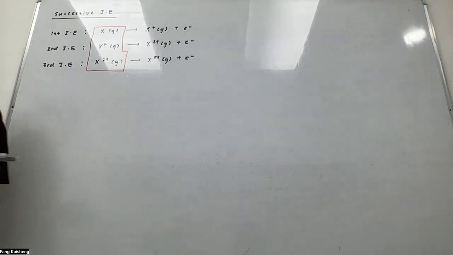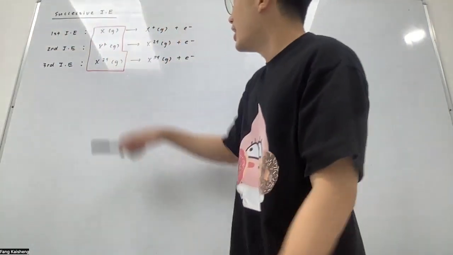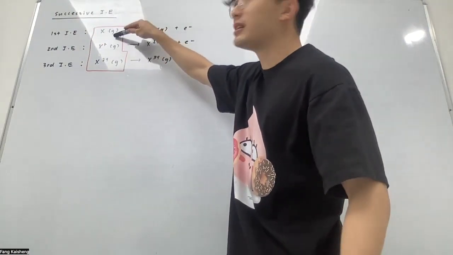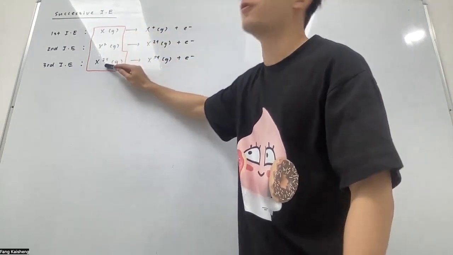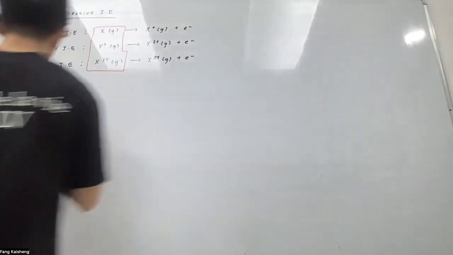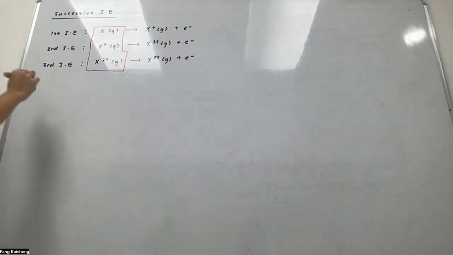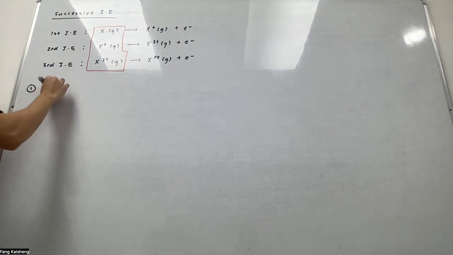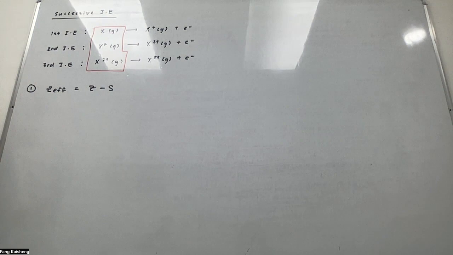In this question, we are trying to understand why it gets harder and harder to remove electrons from this species. It gets harder to remove from here, then even harder to remove from here. Later we will see another version of this. Let me show you guys the first way to explain this. The first way is by using effective nuclear charge. Whatever you're familiar with, we apply here as well.